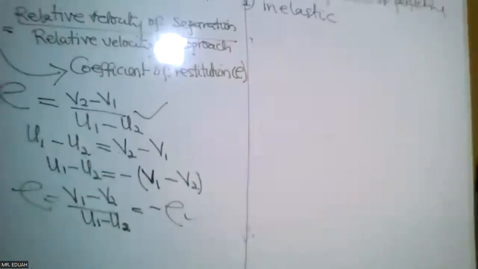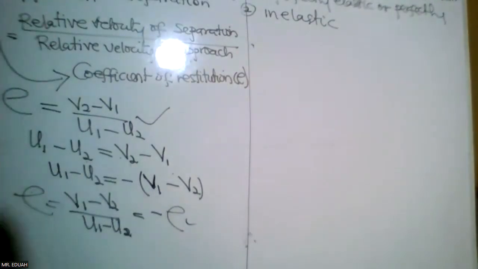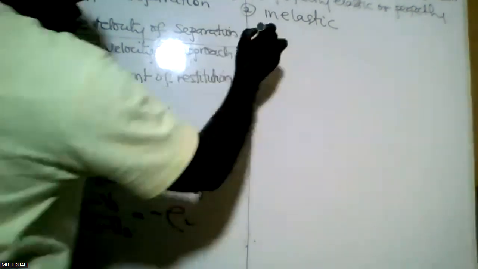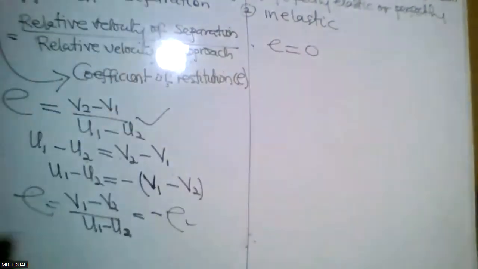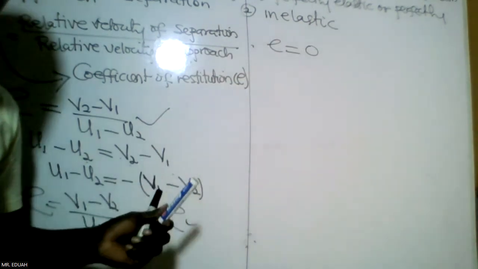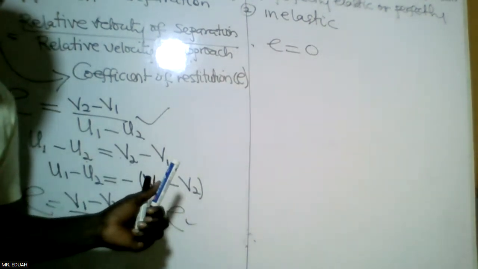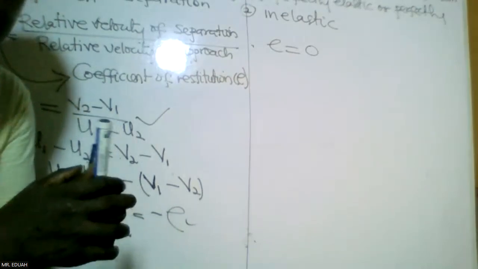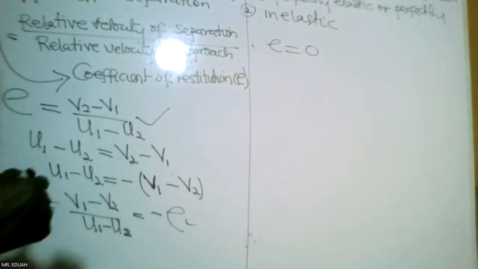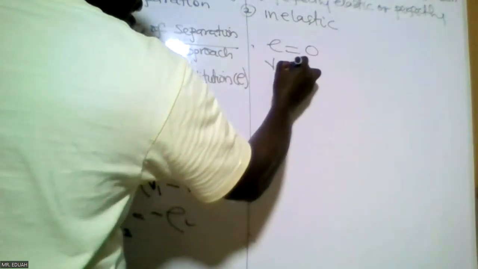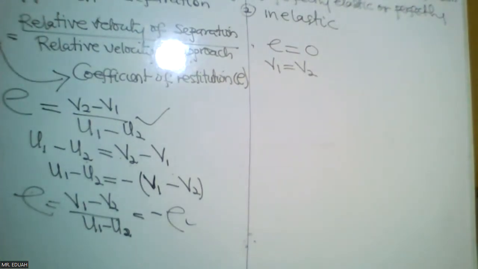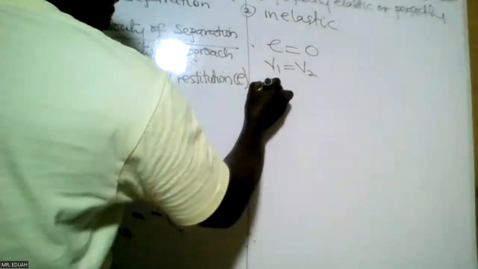Look at it. We saw that for perfectly inelastic collision, e is equal to 0. Then the two bodies after collision move with a common velocity. They combine, forming a composite body and move with a common velocity, meaning V1 is equal to V2. The final velocity of 1 is equal to the final velocity of 2. You can see it here.